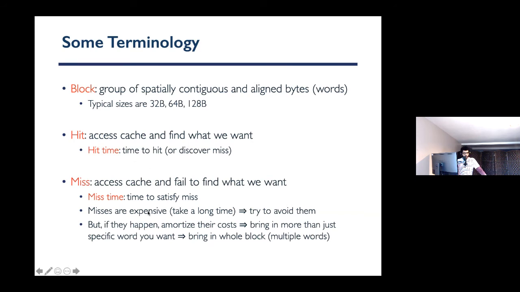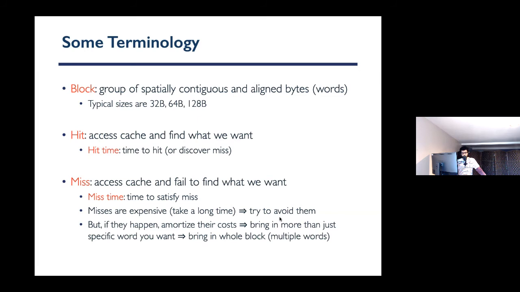Misses are usually expensive. They take longer time. So we want to avoid them. So we want to maximize our hit ratio. I'll introduce hit ratio next. But we want to maximize the number of hits we get for each program. Nevertheless, misses could happen, right? You could still have misses. So you want to really minimize the time it takes to resolve misses.